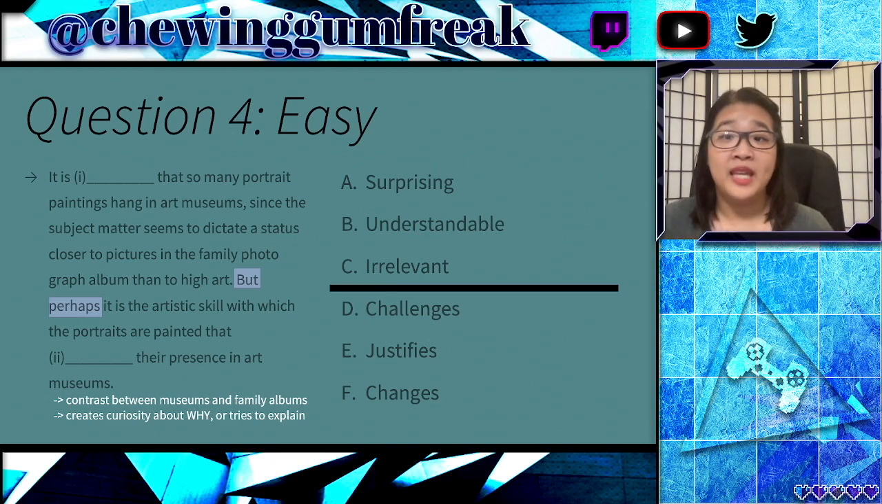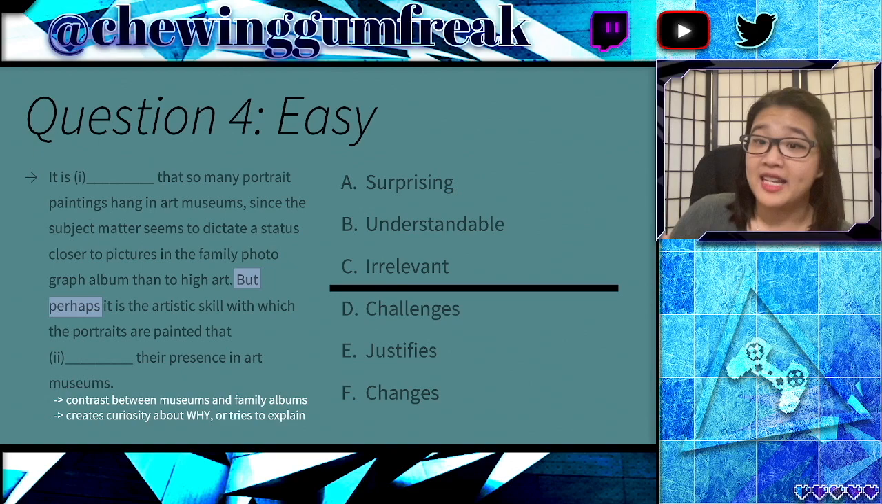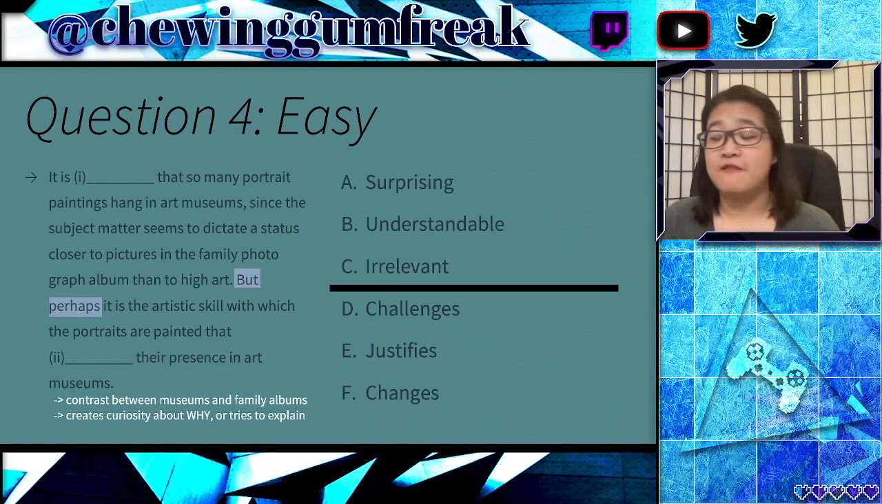For choice B, this is the total opposite idea because something that's understandable is something that makes a lot of sense and it's very natural. Here, because of that contrast between the portraits being in art museums and their seeming status, that doesn't fit here.